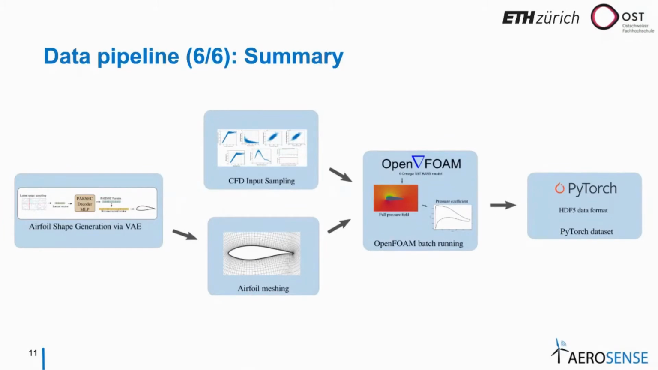So just a brief summary of the data generation pipeline. We're going from our airfoil shape generation via the VAE. We mesh the shapes, and at the same time we sample the CFD inputs. We run it through OpenFOAM, and then we store the data set at the end.